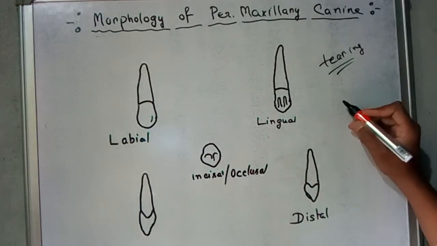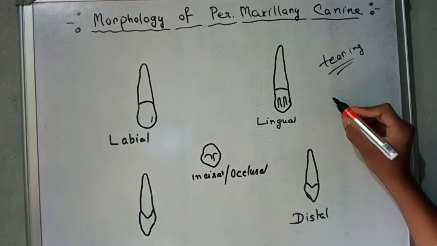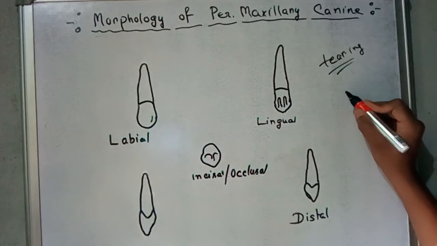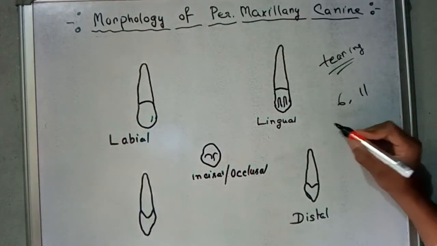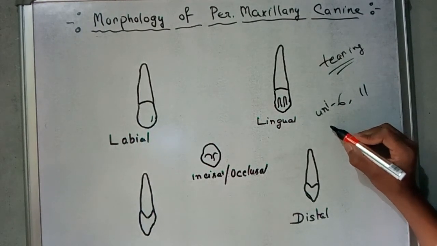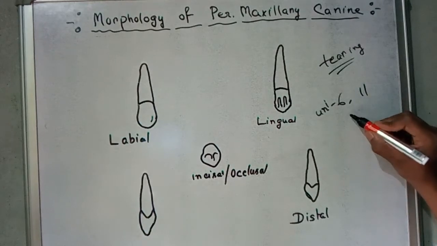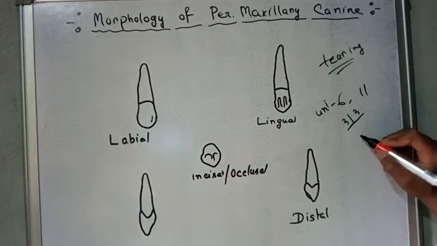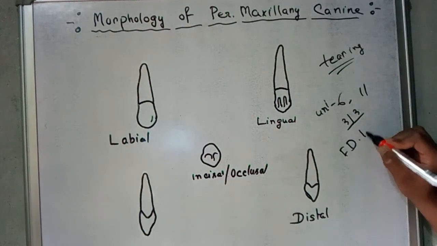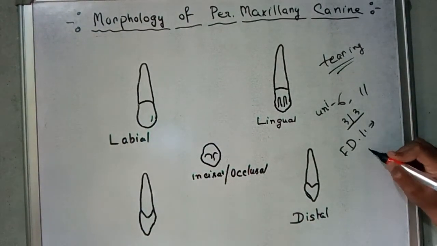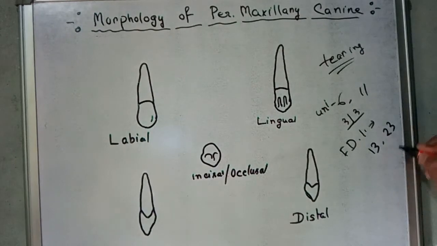In the universal system it is named 6 and 11. In Palmer notation or Zsigmondy it is named 3, and in the FDI system it is named 13 and 23. This is the permanent maxillary canine.